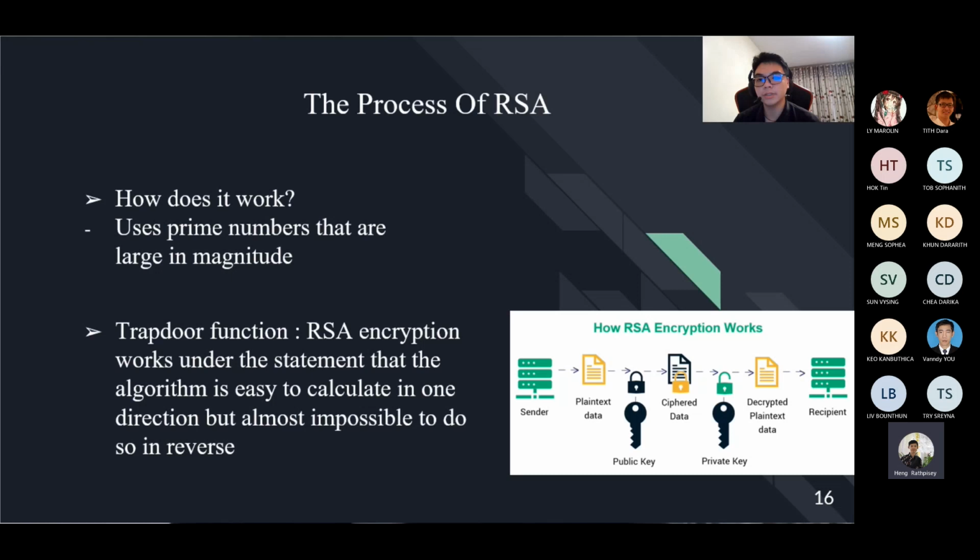Right, thank you, the presenter, for your presentation. You have done a great experiment on the RSA, but have you ever considered attacking the RSA? Can I answer? RSA is to make our data and message more secure. We can do this by the trapdoor function, which works under the statement that the algorithm is calculated in only one direction, almost impossible to do in reverse. It forms the basis of how public and private key encryption work, teacher.